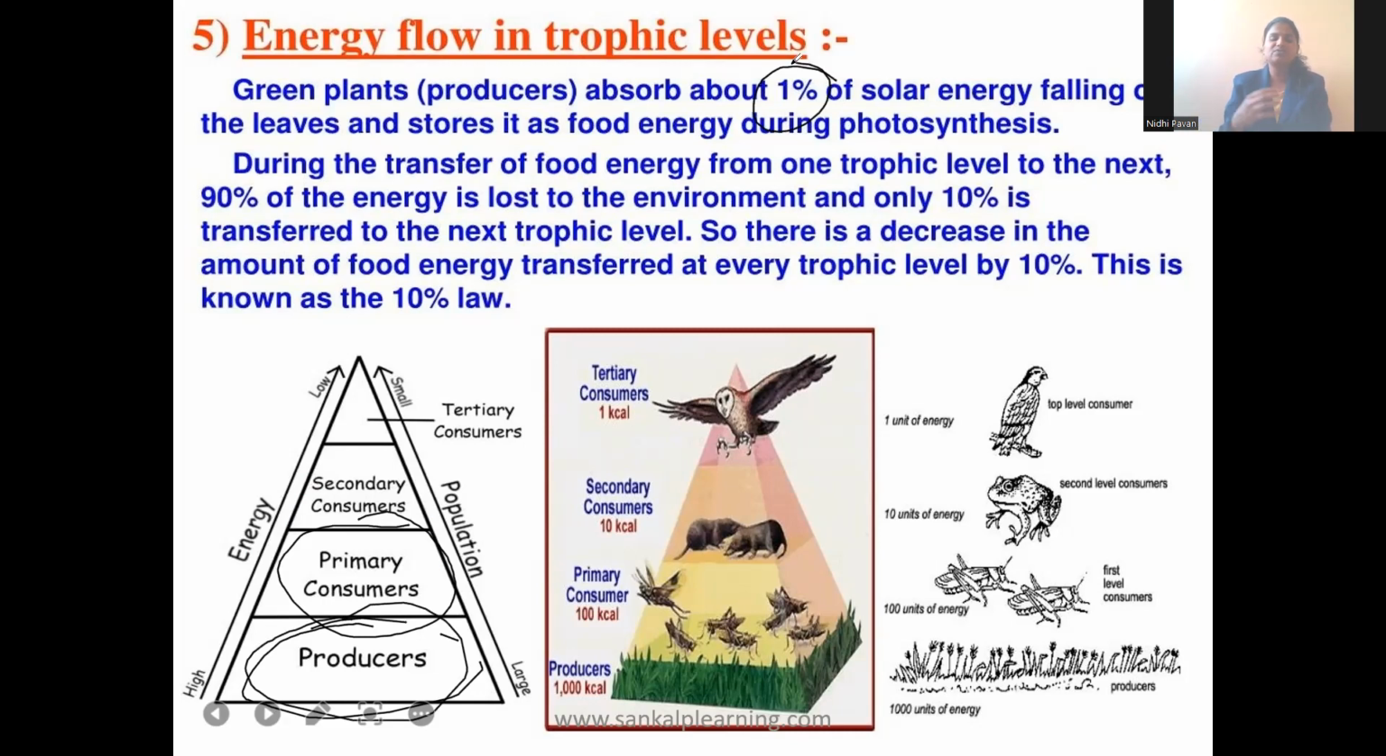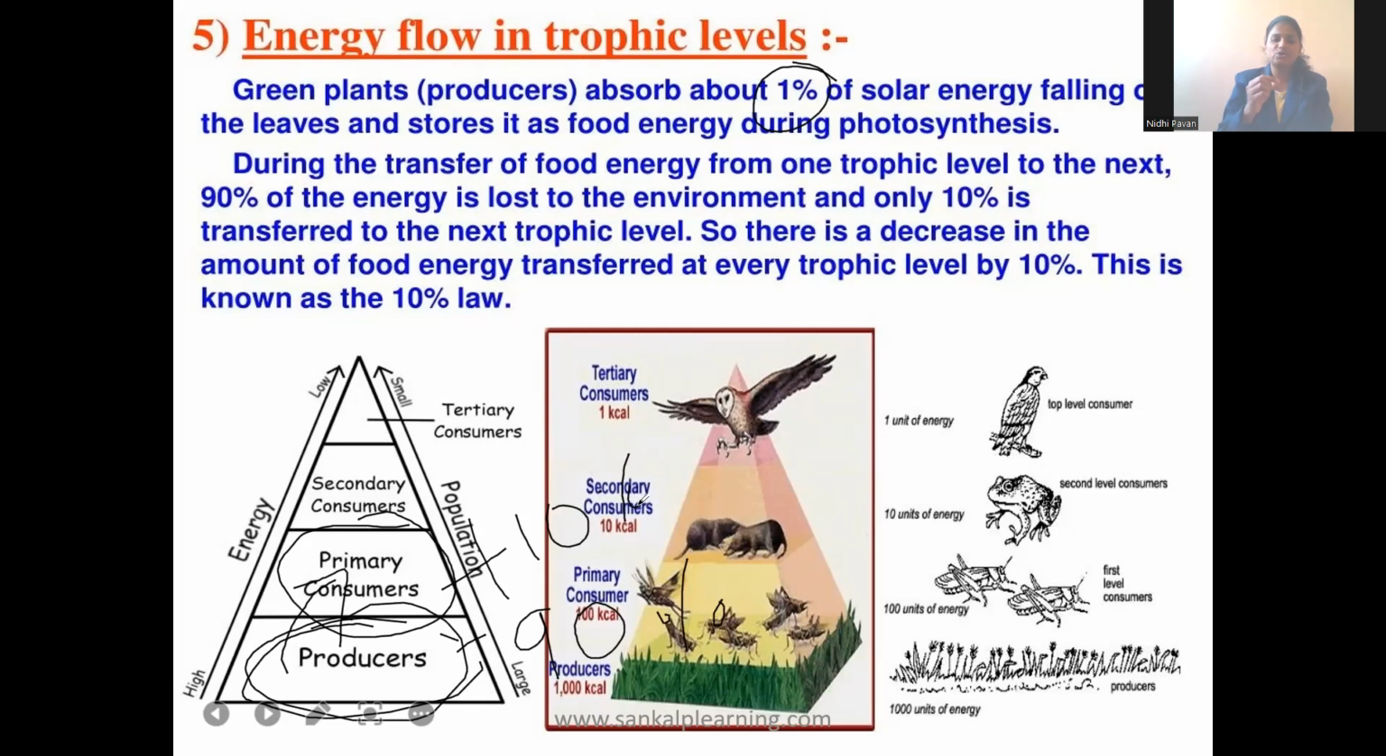And these producers will be eaten by the primary consumer. Now, the transfer of food energy should take place from producers to primary consumer. During the transfer of food energy, 90% of energy will be lost in the environment, whereas 10% of energy will be transferred to the next step.